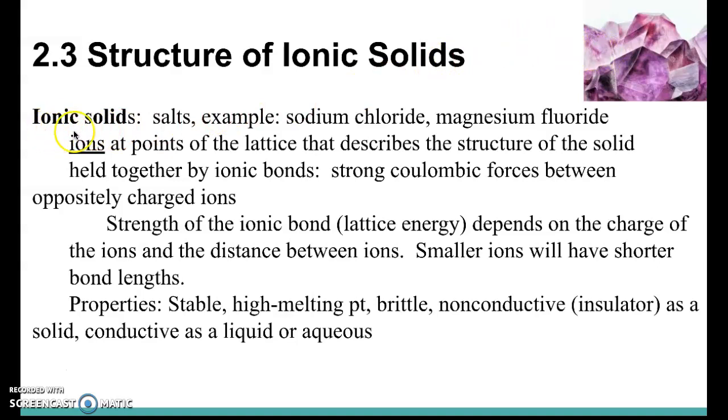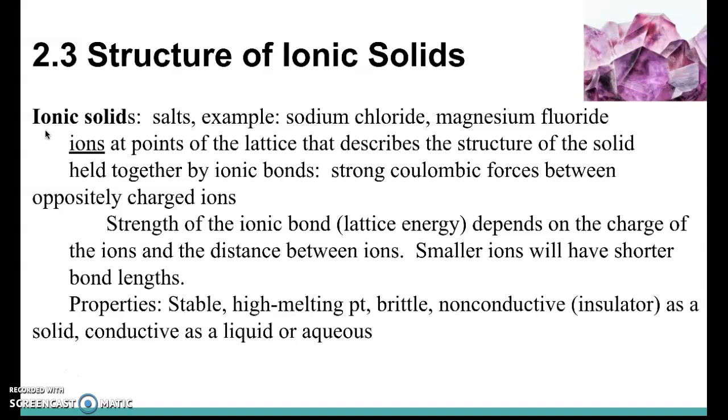An ionic solid, another term for that is a salt, and there's lots of different types of salt. It can be any ionic compound, which would be any metal and a non-metal that go together, and their charges cancel out. So the most common one is just table salt, sodium chloride, but you also have magnesium fluoride. So there's lots of different combinations. Any metal with any non-metal will make an ionic solid.